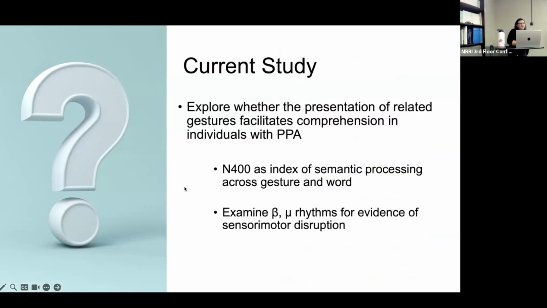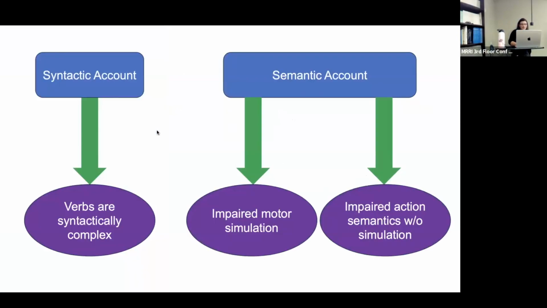So the current study explores whether the presentation of related gestures facilitates comprehension of words in individuals with PPA. We're looking at the N400 as an index of semantic processing, the sensitivity to whether the gesture and the word are related, and also examining the beta oscillation of mu rhythms for evidence of any sensory motor disruption of the presentation of gestures.